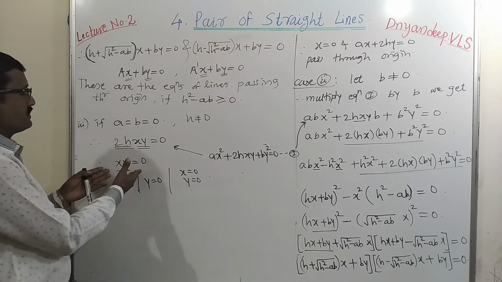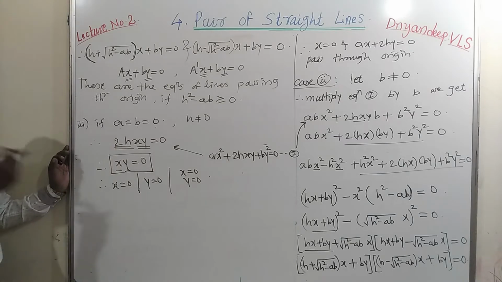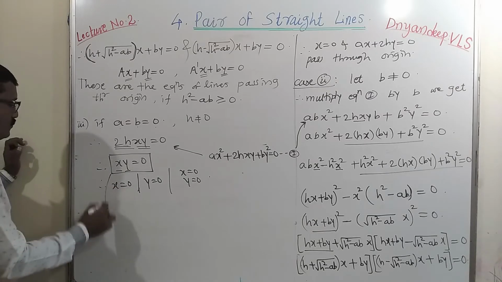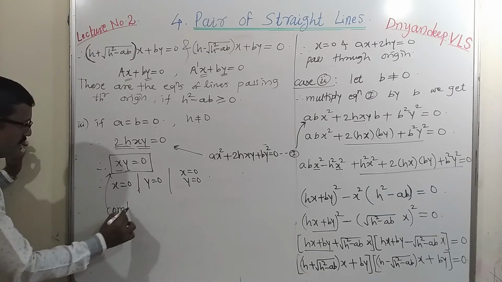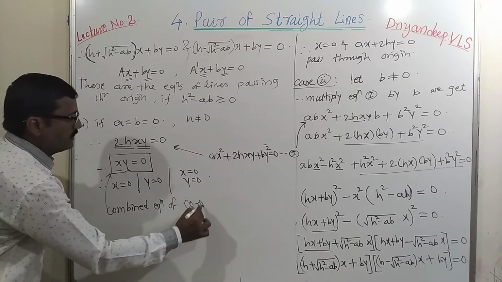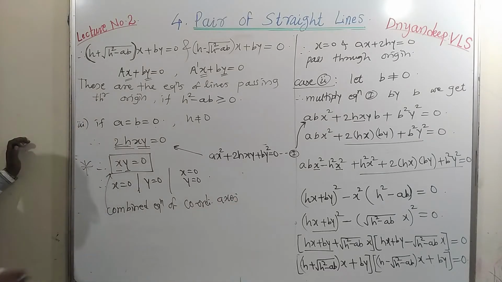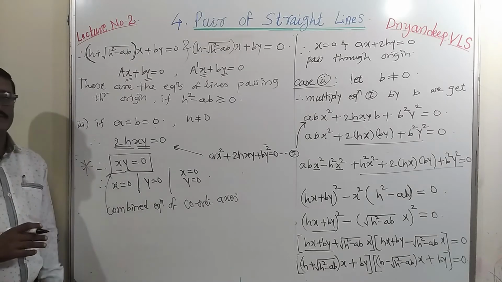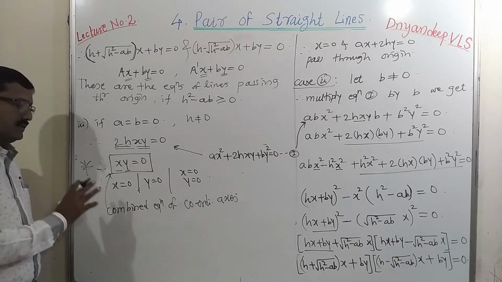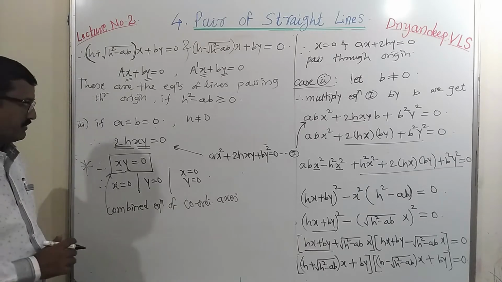So this equation represents xy equal to 0. Remember this one as an example. So xy equal to 0 is nothing but the combined equation of the coordinate axes. So that is a very important point to remember. xy equal to 0 is the equation of a pair of lines which are nothing but the coordinate axes. So remember this third case as an example.